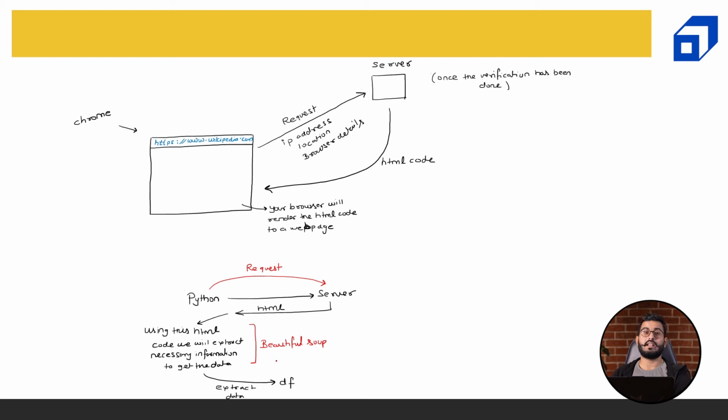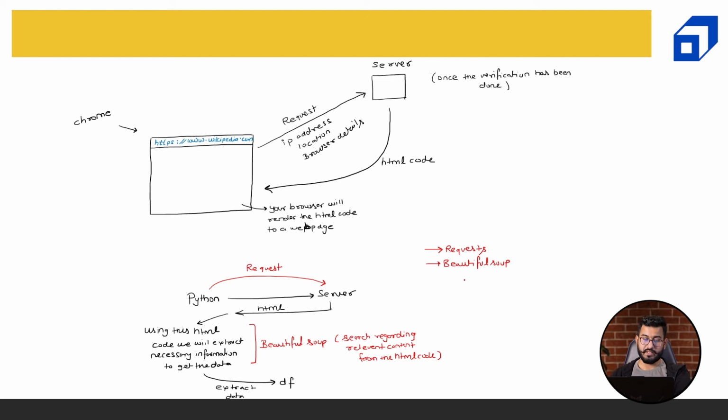Now here this library will help you to perform search of the relevant content from the HTML code. So Beautiful Soup will help you to perform search regarding relevant content from the HTML code. So here we are going to utilize two core libraries, requests and Beautiful Soup.